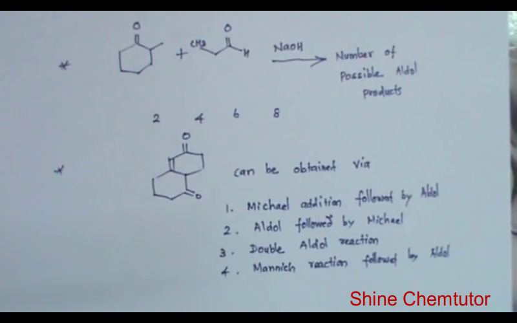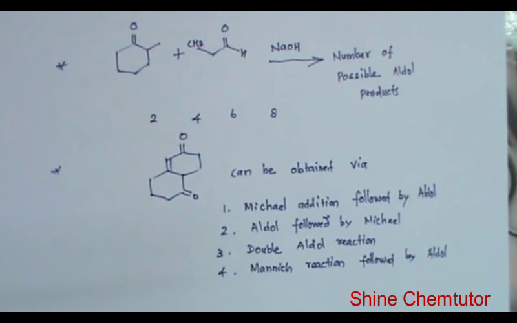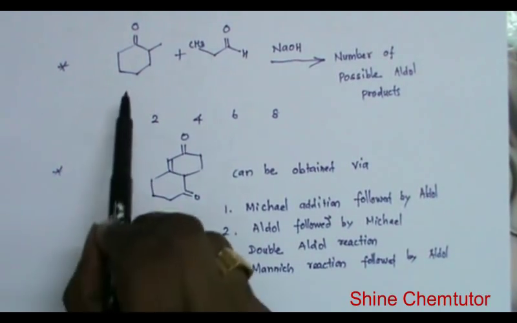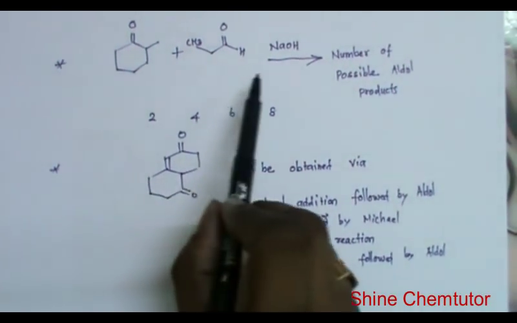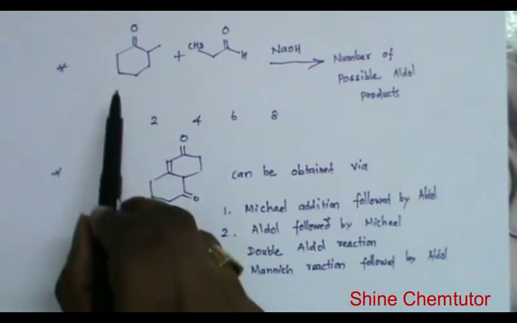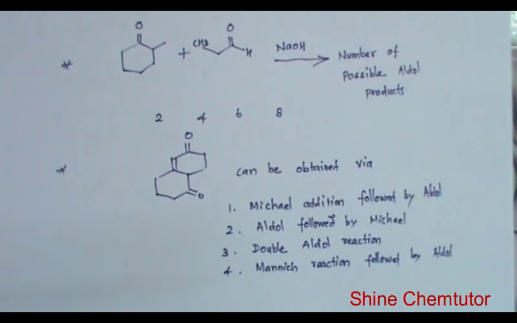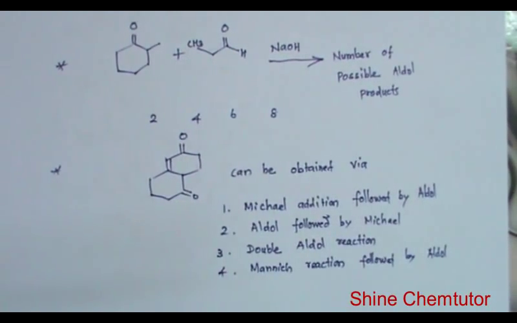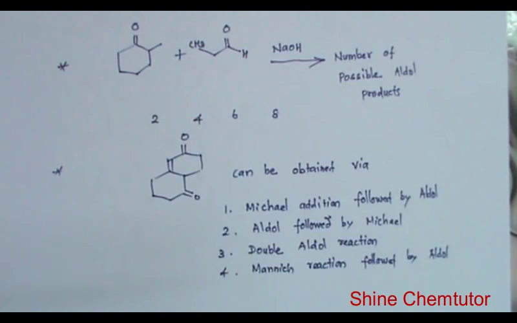I go to the third level, that is applying. I am trying to apply the aldol reaction to these 2 reactants, a ketone and an aldehyde. When I add sodium hydroxide to this, it will undergo aldol reaction. What will be the number of aldol products? Whether it will be 2, 4, 6 or 8.